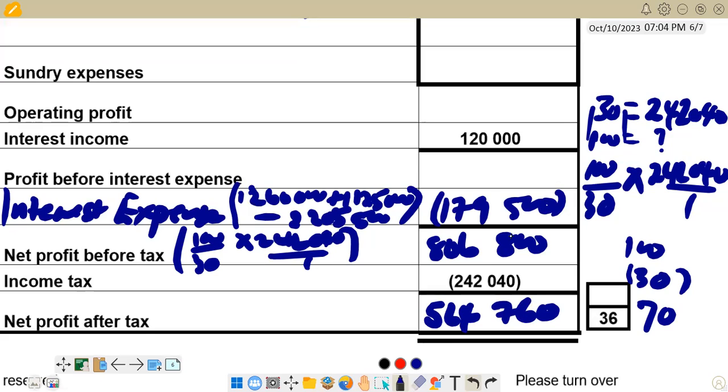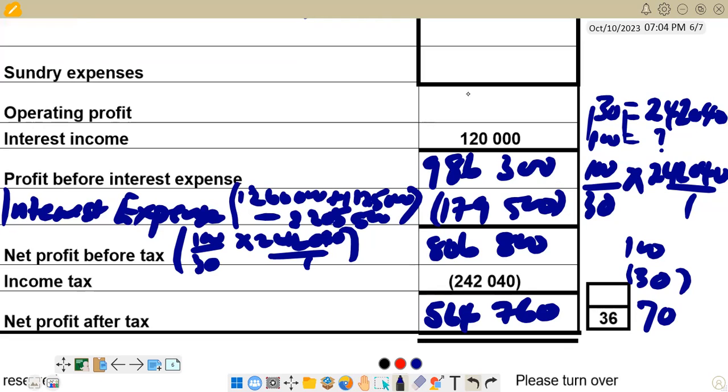So we can now go up there and try to find the figures that are missing. We now want profit before interest. To find the previous one, we said this one minus this one. So to get this one, we are now saying this one plus this one, then we get profit before interest, which, if you add the two, is 986,300.